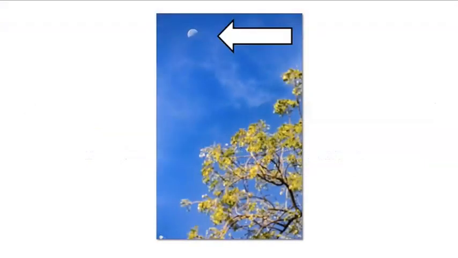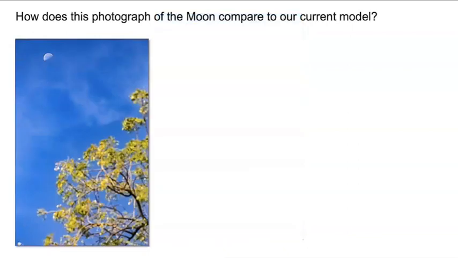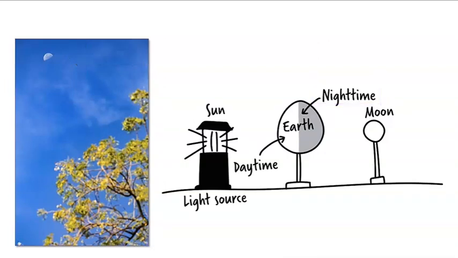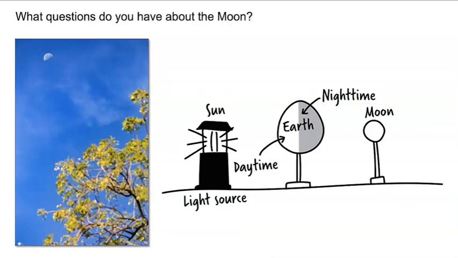Now let's look at this photograph of the moon again. What do you notice? Do you notice that this picture was taken during the daytime? So do I. The moon is also a different shape than the moon in our model. How does this photograph of the moon compare to our current model? Well, the photograph shows the moon visible during daytime, but our model shows the moon on the nighttime side of Earth. As you look at this photograph and think about our model, what questions do you have about the moon?